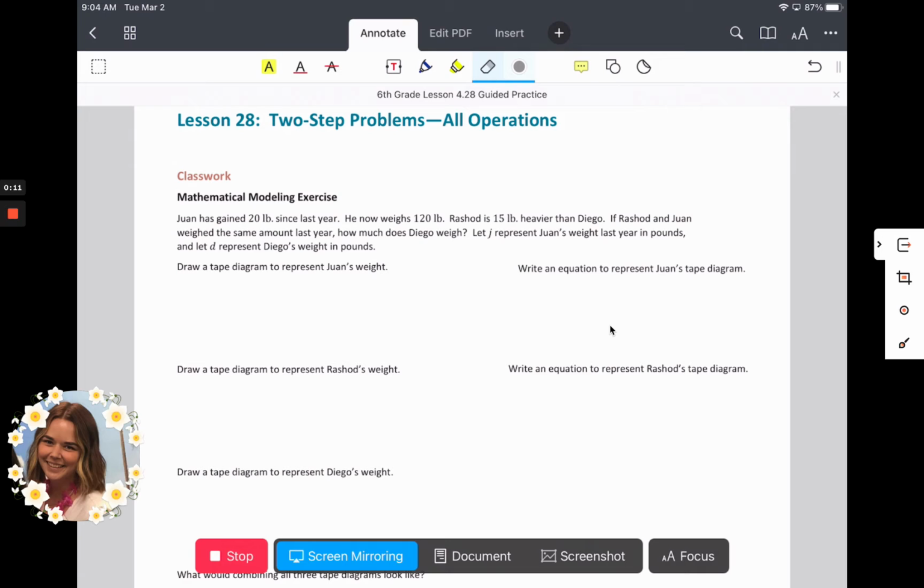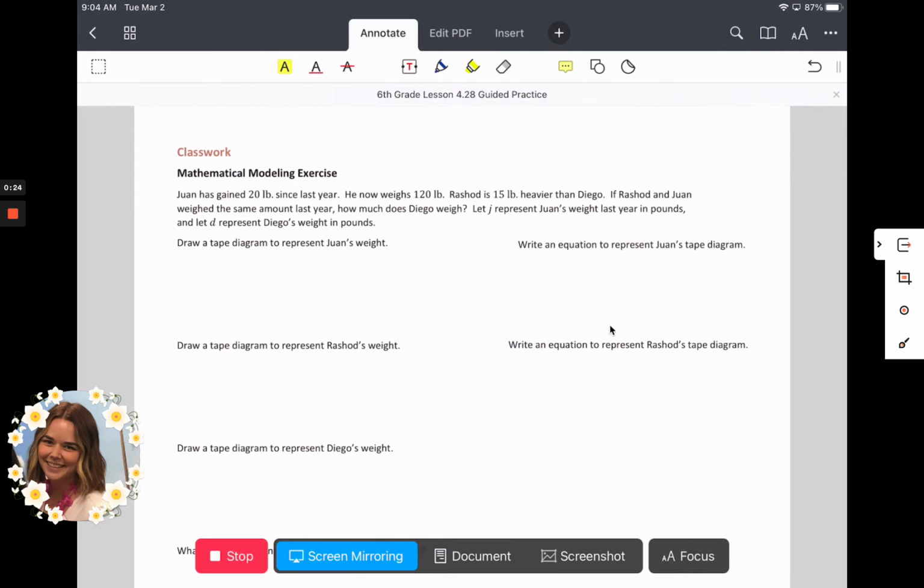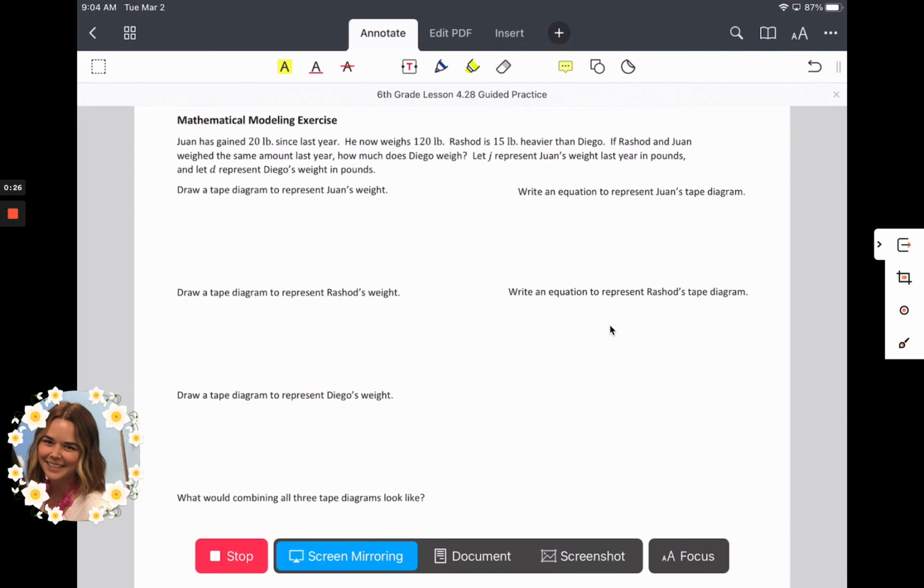It says that Juan gained 20 pounds since last year. He now weighs 120 pounds. Rashad is 15 pounds heavier than Diego. And if Rashad and Juan weighed the same amount last year, how much does Diego weigh? We're going to let J represent Juan's weight last year in pounds and D represent Diego's weight in pounds.